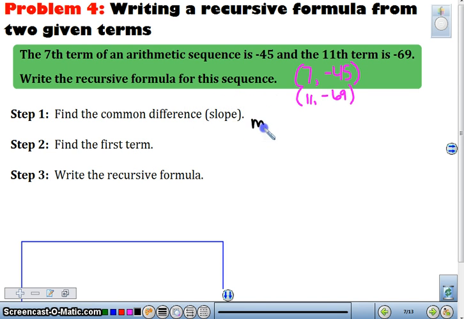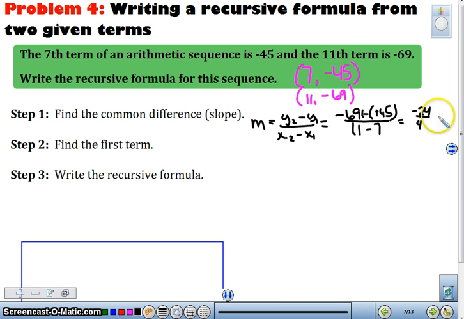Oh, we'll go back to the beginning of this unit. How do we find slope? y2 minus y1 over x2 minus x1. So in this case, we're going to take a negative 69 minus a negative 45. Remember, that's going to be the same as plus a positive. And in our denominator, we have 11 minus 7. When we are subtracting these two, we should have a negative 24 divided by, in this case, 4, which gives us a slope of negative 6.